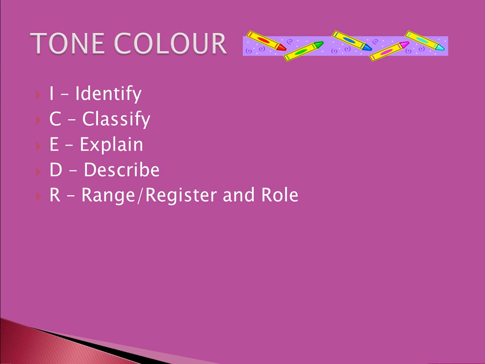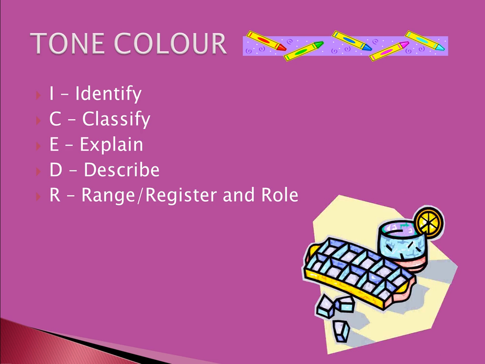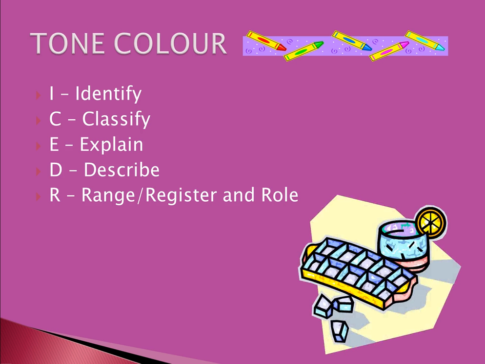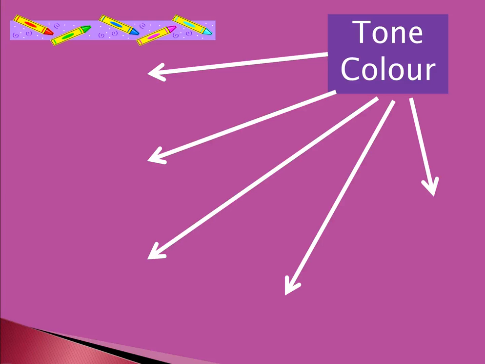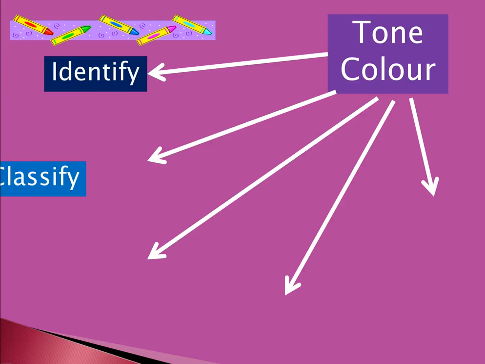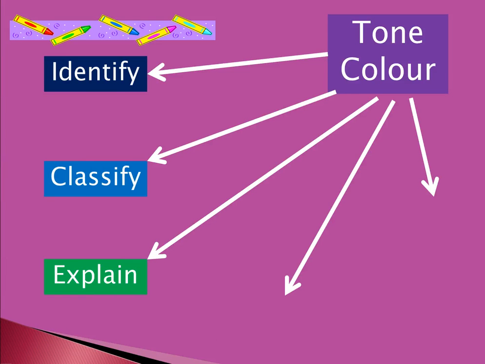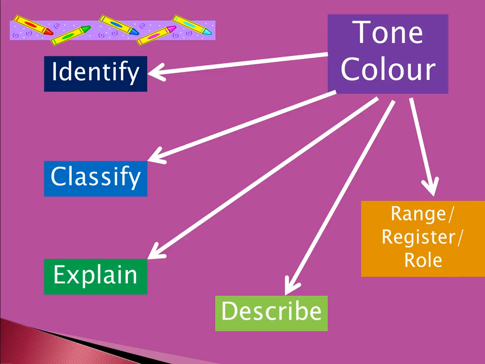So in a tone colour question, you need to identify your instruments, classify them, explain them, describe what they sound like using adjectives, and talk about their range, register and role. And don't forget, a way to remember it is on a hot day, what the doctor has ordered is ice for your drink. It's nice and cold. So just as a reinforcement, tone colour: we've got identify, classify, explain, describe, and range, register and role. Ice doctor, that's what you need to do.